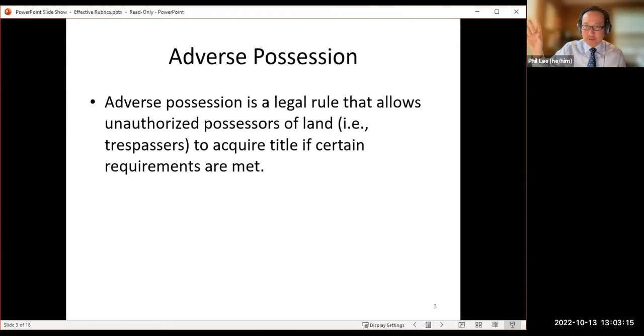I have one illustration of a practice problem, but before I get there, let me start with a random rule. This is called adverse possession. It's a property rule. It stands for the proposition that a trespasser can acquire title to land if certain requirements are met. That's the general rule. I'm not here to teach law, but just keep that in mind. Someone who's not authorized to be on the land could eventually acquire legal ownership. Next slide, please.